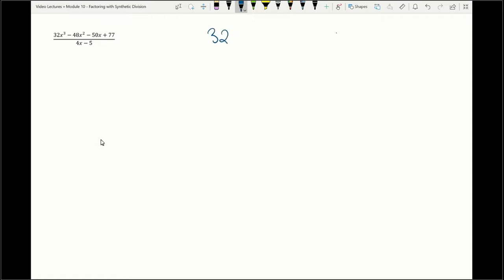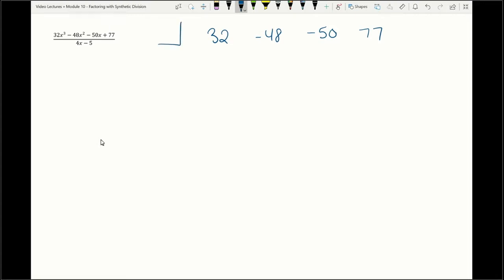Just like before, we'll go ahead and start by writing our coefficients in order, making sure we don't miss any. So we have x cubed, x squared, x, and then x to the 0, or no variable.